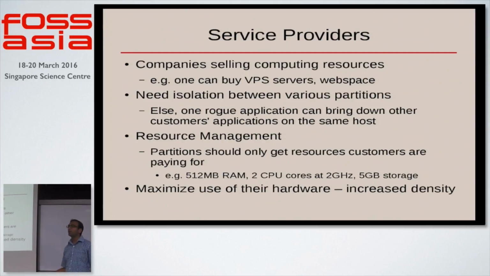Resource management is also important for such use cases. If a customer is only paying for 512 MB of RAM and 2 CPU cores, you don't want them to have access to all the cores that your server has. However, despite all this, they also want to maximize the use of the hardware. They want to cram as many applications on one server as possible. So there are several competing requirements here from all directions. And virtualization containers was one way in which people managed to get all the benefits of all the computing resources they had at hand.